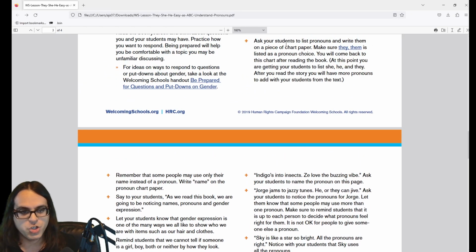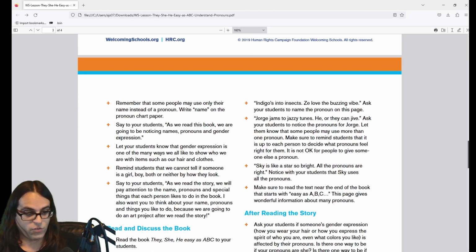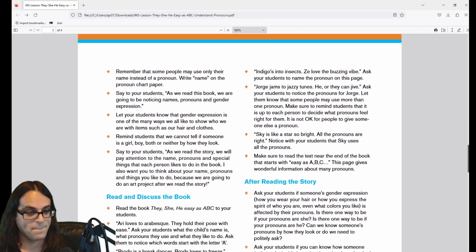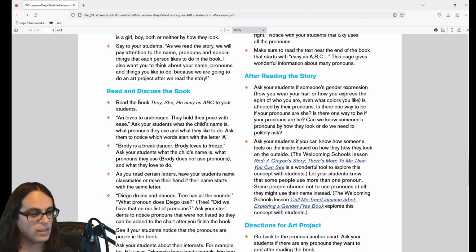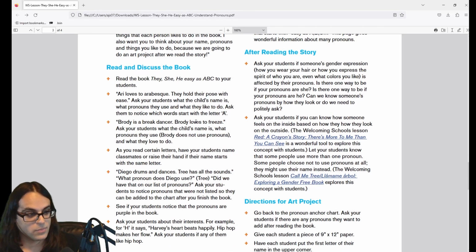So ask your students to list pronouns and write them on a piece of chart paper. Make sure they/them is included as a pronoun choice. You will come back to this later. Okay, so this book. Oof, okay. Oh, and then remember that some people may only use name instead of pronoun. Okay, blah, blah, blah. So the book. And this is what the teacher is going to read to the students.